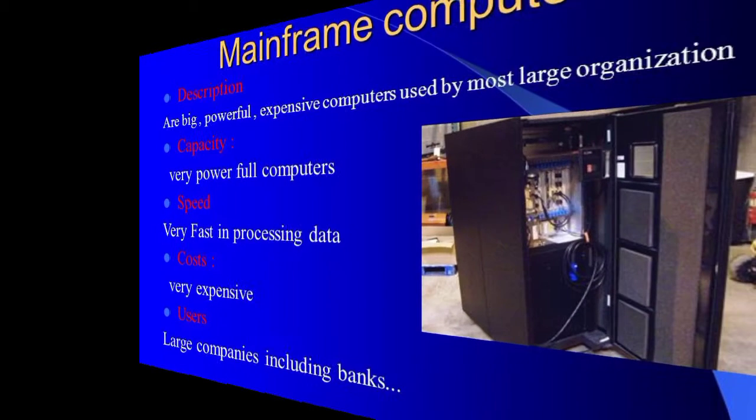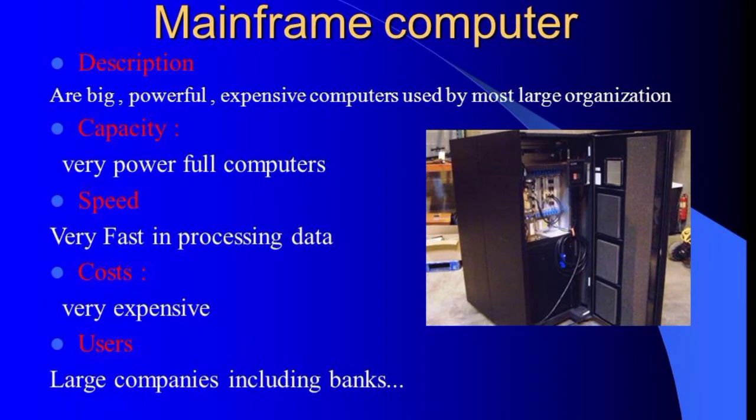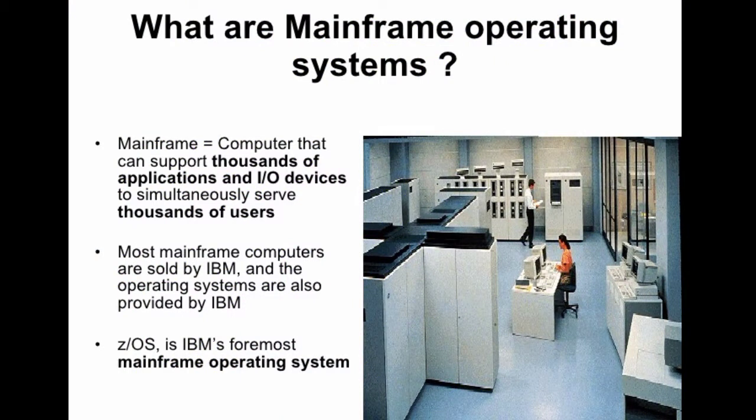In the next slides, the mainframe computer description: big, powerful, expensive computers used by most large organizations. Capacity: very powerful computers. Speed: very fast in processing data. Cost: very expensive. Large companies, including banks, use them. A normal man cannot purchase one because they are very expensive. This is known as a mainframe computer.